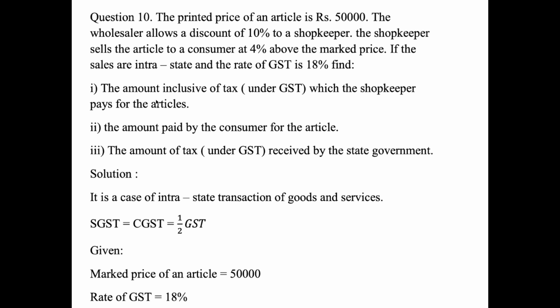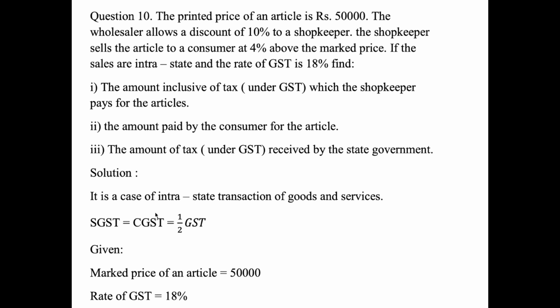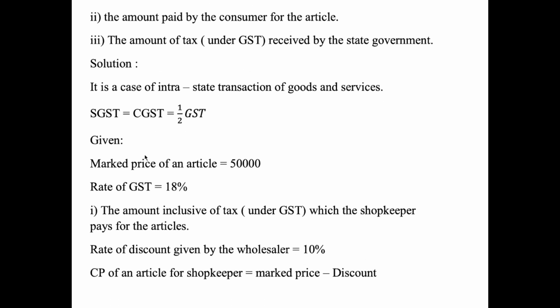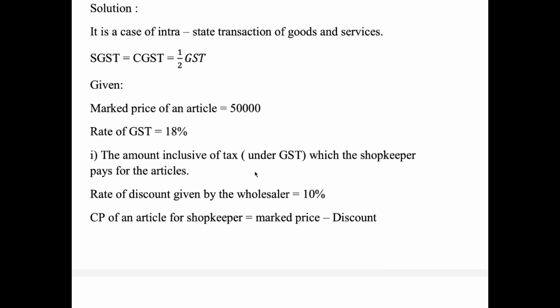Find the amount inclusive of tax under GST which the shopkeeper pays for the article, the amount paid by the consumer for the article, question number 2, and question number 3, the amount of tax under GST received by the state government. So let's go the same process. CGST is equal to SGST half, that is marked price of the article is 50,000 rupees, rate of GST 18%.